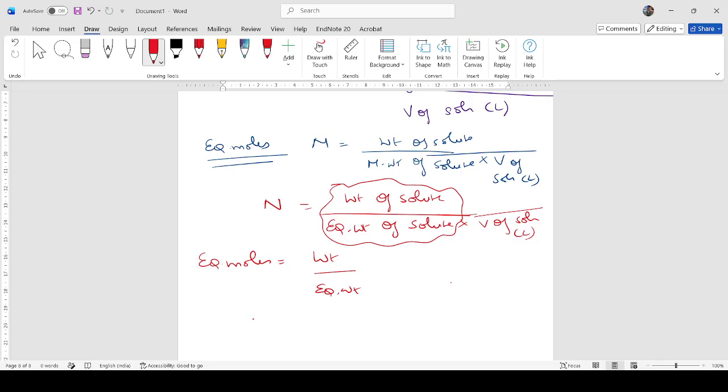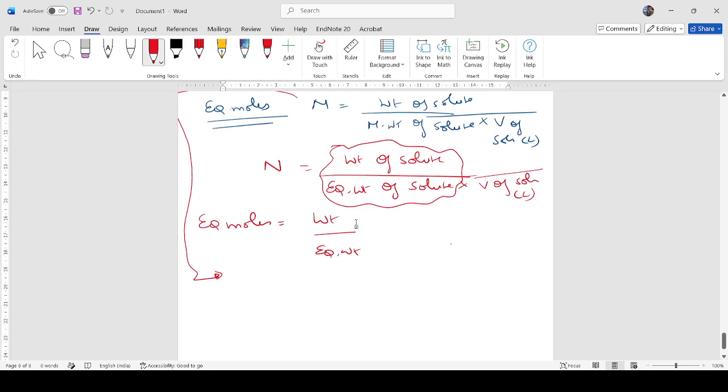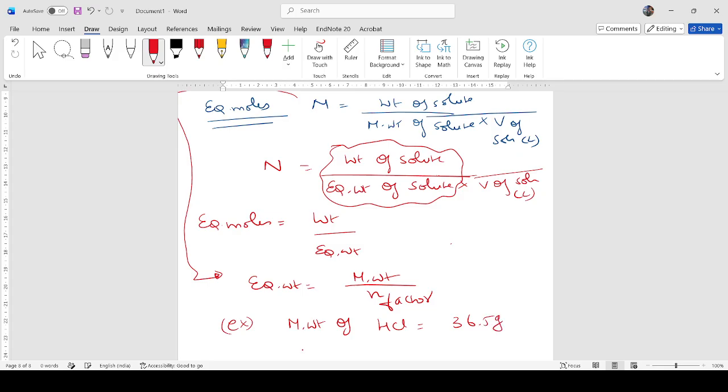Now we are trying to redefine with respect to molarity here. What is equivalent weight? It is molecular weight divided by n factor. Let us explain this. The molecular weight of HCl is 36.5 gram. Equivalent weight of HCl is also 36.5 gram.